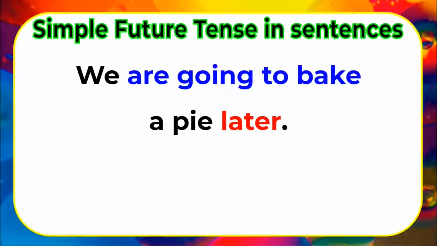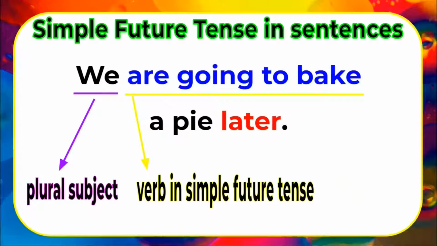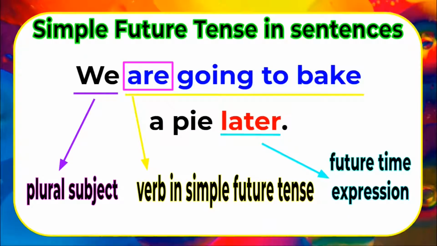We are going to bake a pie later. The subject is we. We is plural. The verb in simple future tense is are going to bake. We use are because the subject is plural. The future time expression is later.